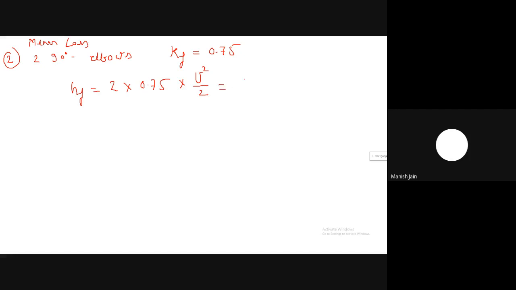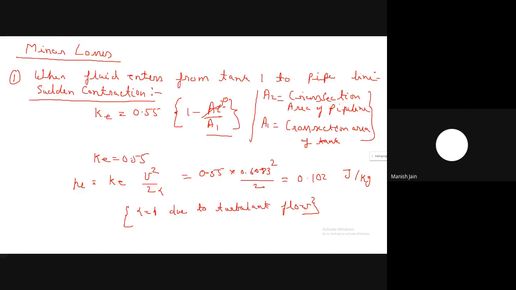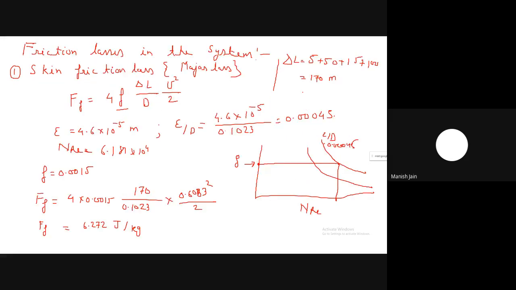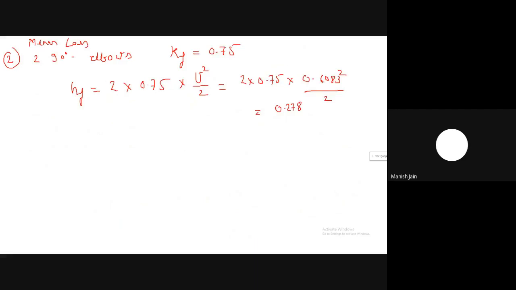Okay, so just substitute the value of V square, 0.6083 square divided by 2. You will get the value of Hf, that is 0.2278. Okay, so this is the He, this is Hf. Everything has different notations.